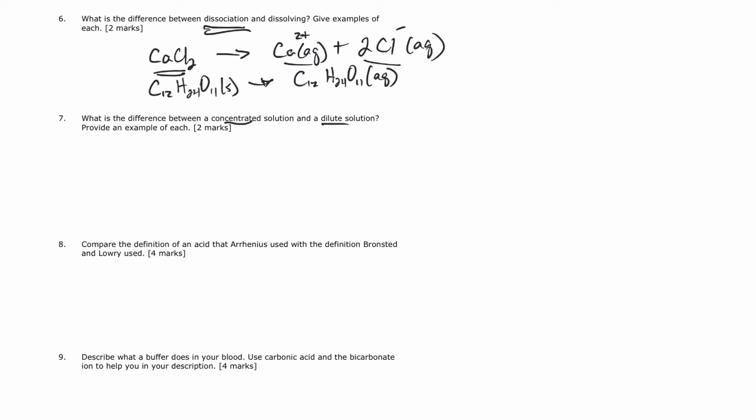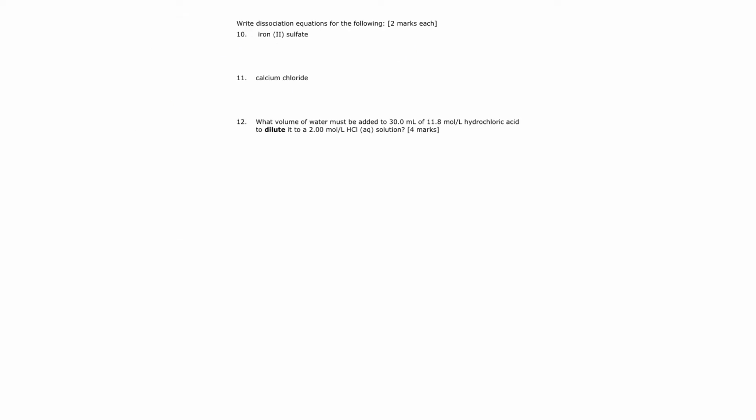Arrhenius, we didn't talk a whole lot about Bronsted-Lowry. Arrhenius's definition is that acids are solutions that give rise to hydrogen ions, whereas bases are ones that give rise to hydroxide ions. That's what he said. Buffer, don't worry about that question. You'll do that one in Chem 30.